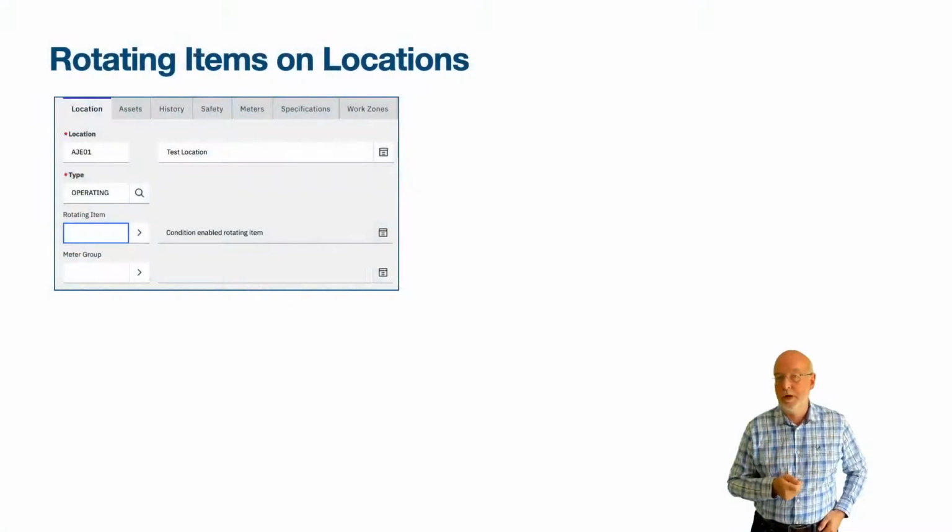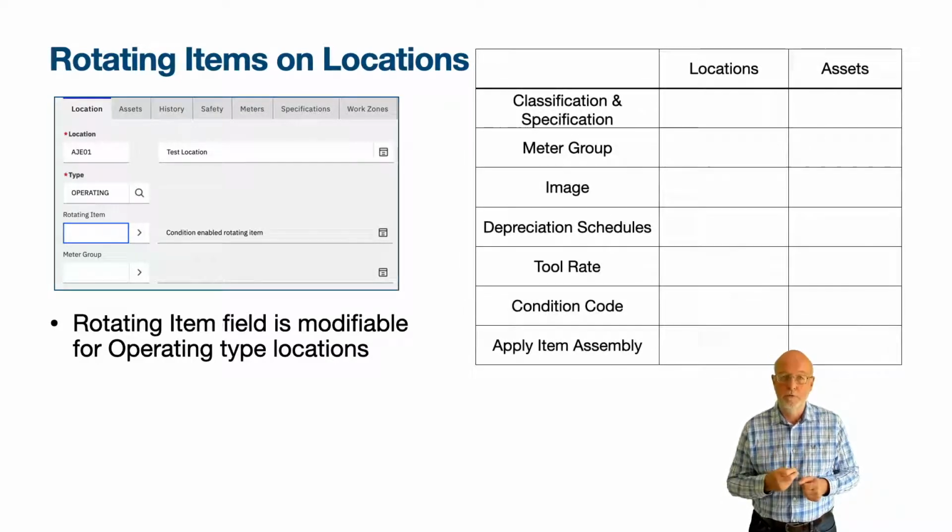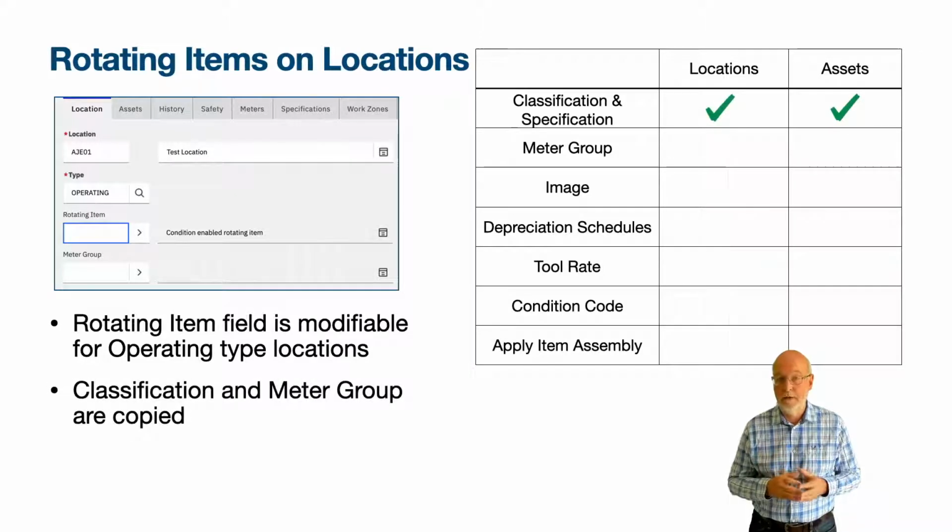In the Locations application, you will also find a rotating item field, but this is modifiable. There is no change item action. A rotating item reference can only be used with locations of type operating, not for locations of any other location type. When the rotating item is referenced, the classification is copied, the specification attributes created, and the attribute values copied from the Item Master record.